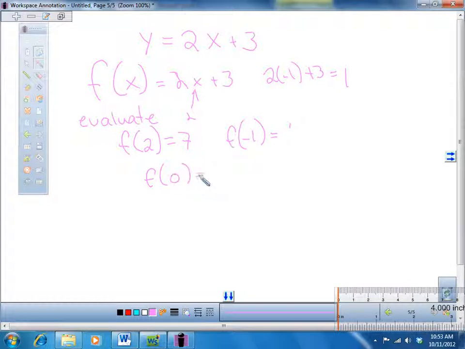2 times 0 plus 3. What do I get out? 3. Okay? What's f of 6? 2 times 6 plus 3 is 15. Thank you. Do you guys see where we're getting these answers from? It's just, that's called function notation. So if they, instead of saying y equals, they say f of x equals, which means that the value that I'm plugging into that function is x. All right?